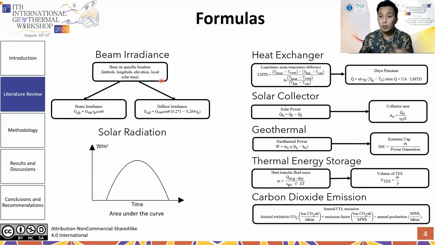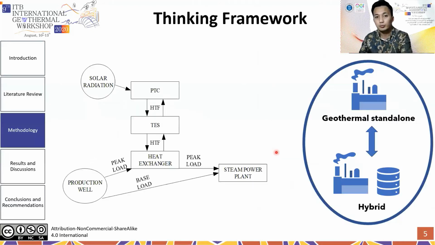The first one is the beam irradiance based on the specific location, and it can generate beam irradiance and diffuse irradiance, and it will be converted to solar irradiation. The solar radiation can be found by calculating the area under the curve, and these are the formulas for the heat exchangers, solar collector, geothermal, thermal energy storage, and carbon dioxide emission. This is the thinking framework.